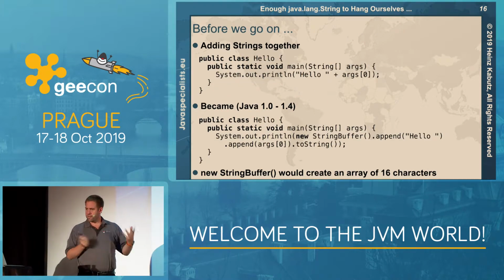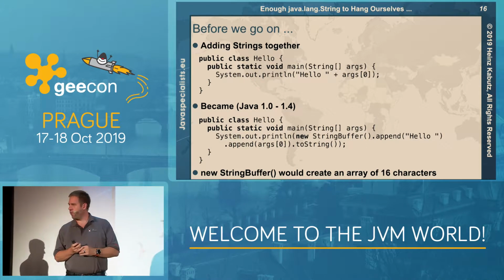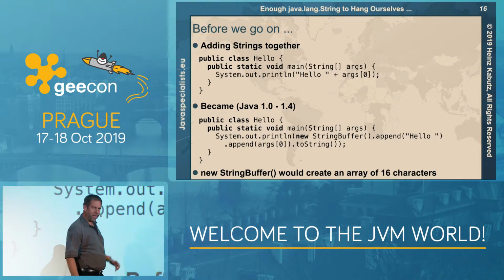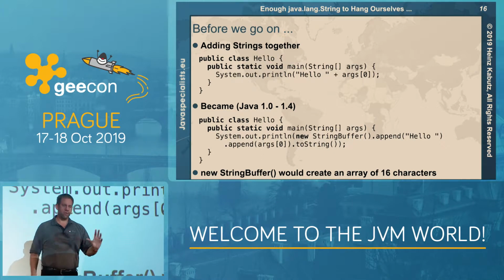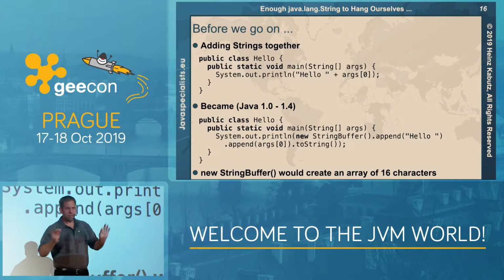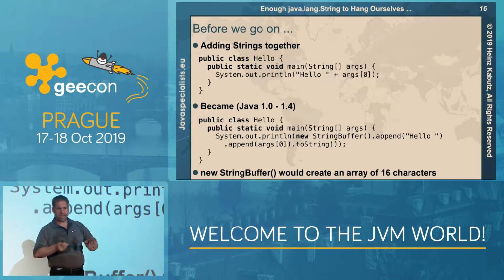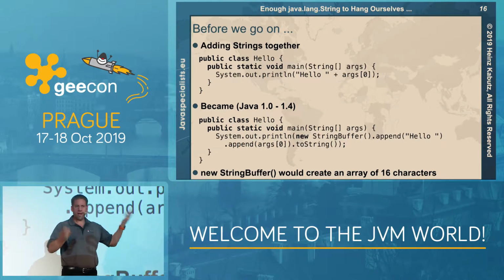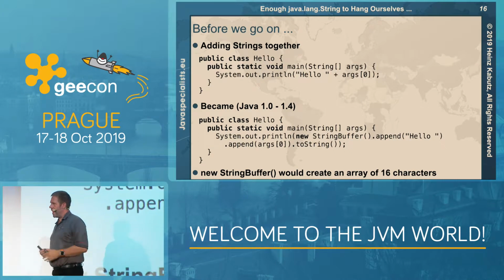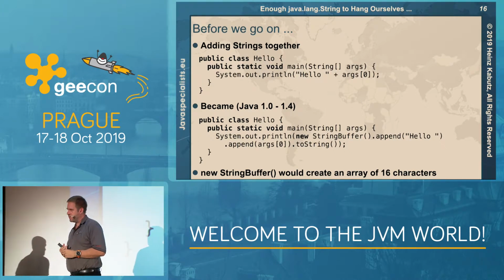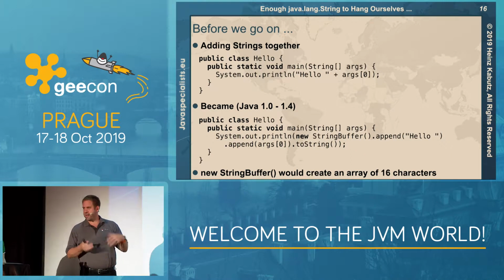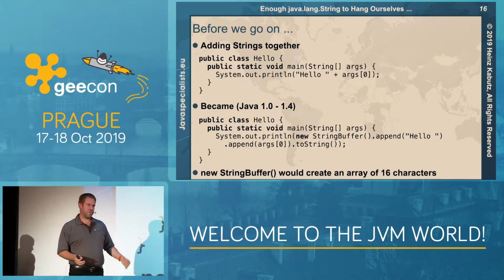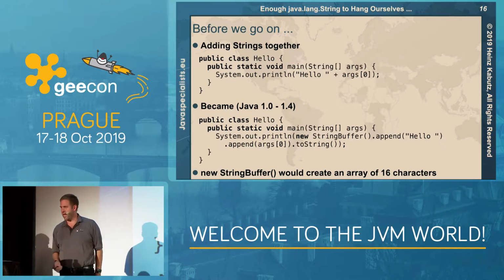Now, just before we carry on, in Java 1.4, when I added strings together, like hello plus arg0, what it actually did is it compiled the code to new StringBuffer.append(hello).append(arg0.toString). So it generated that code for me on the fly, when I compiled it. And when I made the new StringBuffer, it would always make an array of 16 chars. Didn't matter what was actually inside my strings.